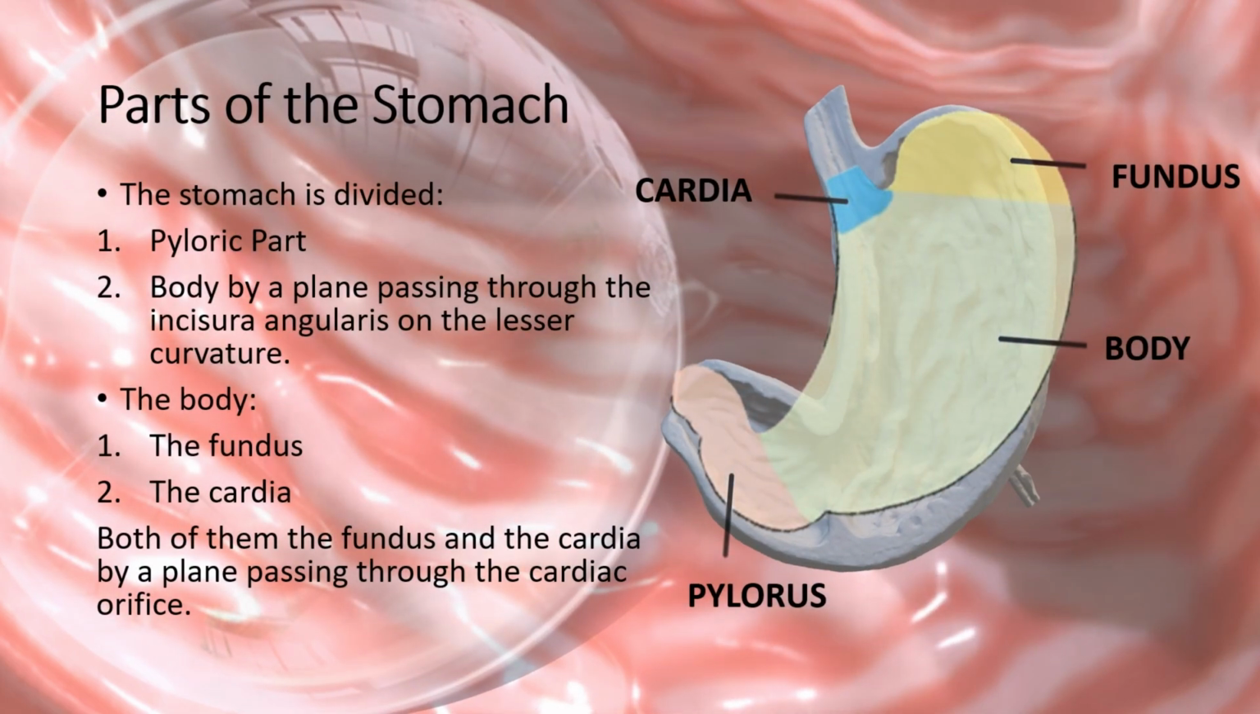The principal parts of the stomach are the cardia, the fundus, the body, and the pylorus. The stomach is divided into the pyloric part and the body by a plane passing through the incisura angularis on the lesser curvature. The body is divided into the fundus and the cardia, both of which are separated by a plane through the cardiac orifice.